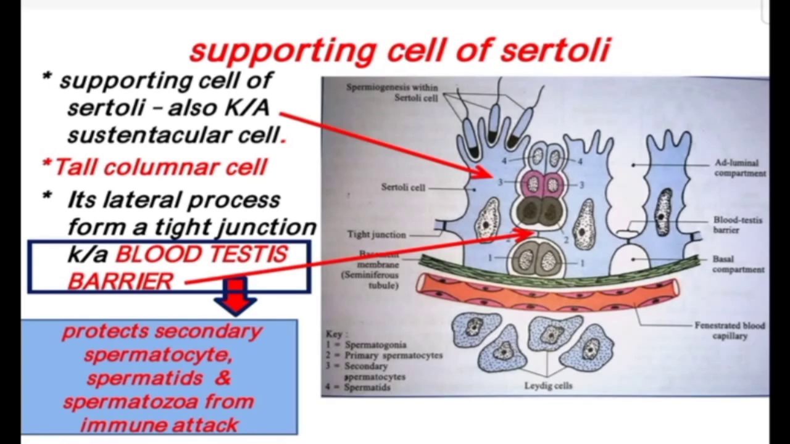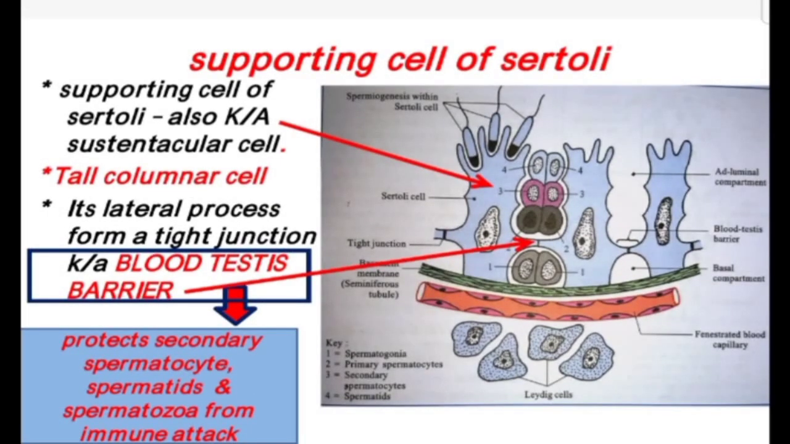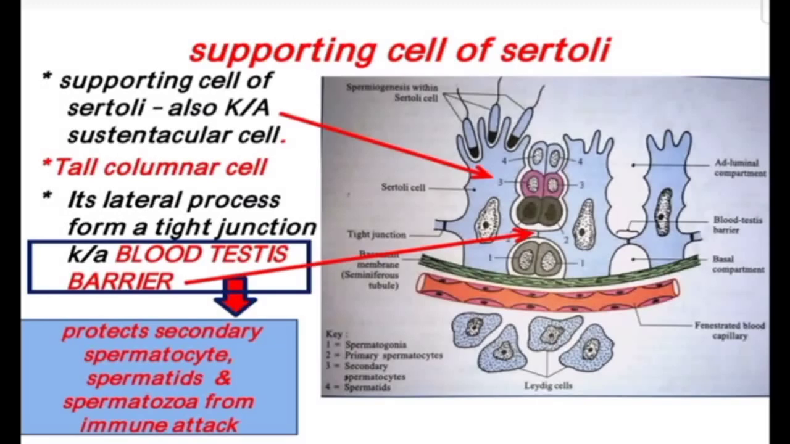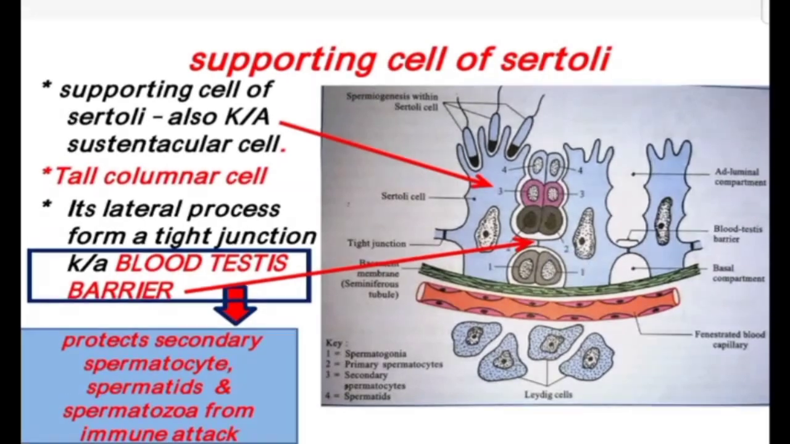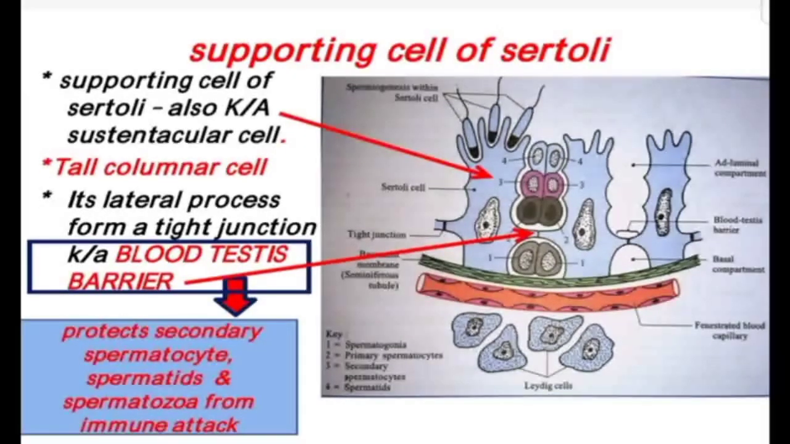If we talk about the supporting cell, the Sertoli cells, which are also known as the sustentacular cells, you can see very long, tall columnar cells. Their lateral processes form a tight junction. Can you see this tight junction between the cells? And this gives rise to 2 compartments in the lumen of the seminiferous tubules: a basal compartment and an adluminal compartment. Nature has provided this by this tight junction.